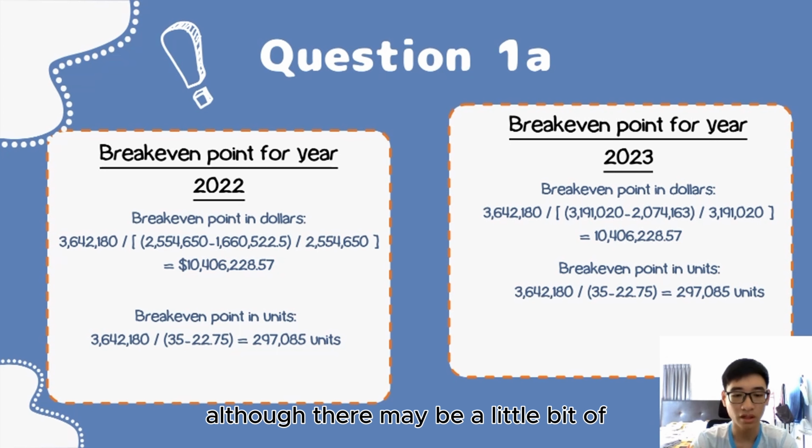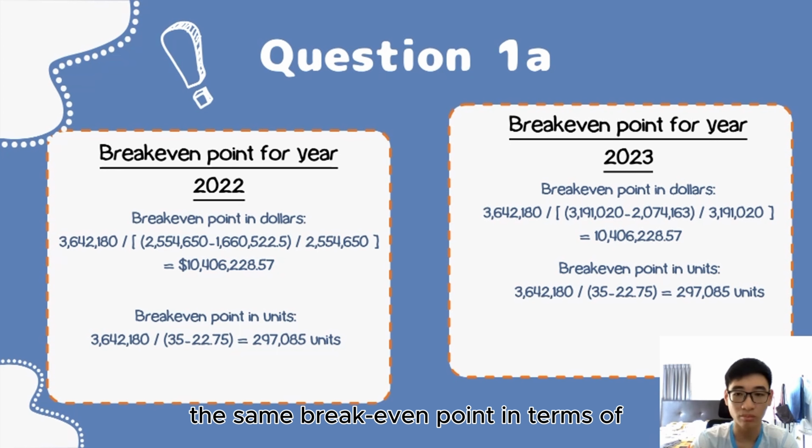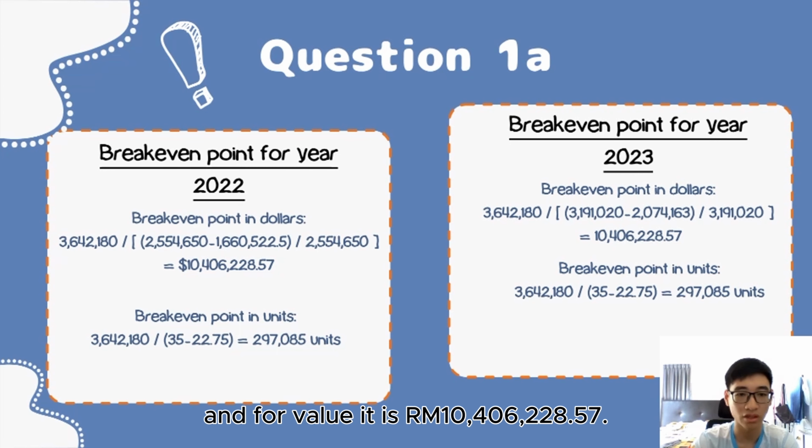As for break-even point in dollars, it is shown in the slides there. Although there may be a little bit of difference in terms of the values, at the end of the day, both years have the same break-even point in terms of units and value. For units, it's 297,085, and for value is $10,406,228.57.